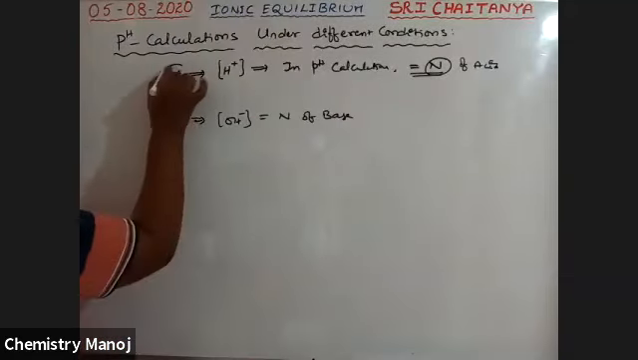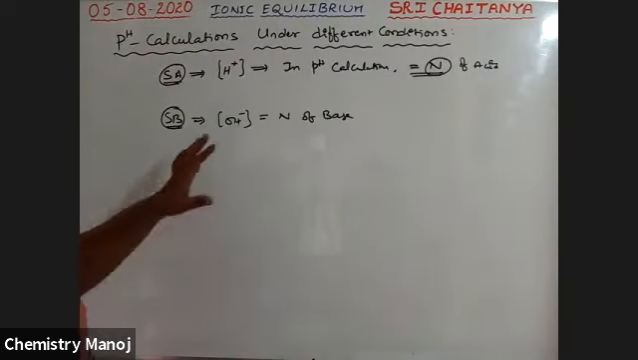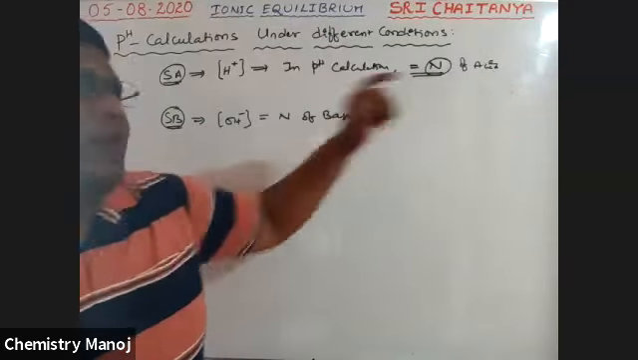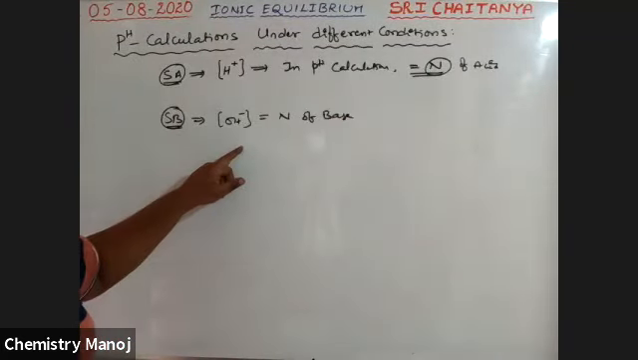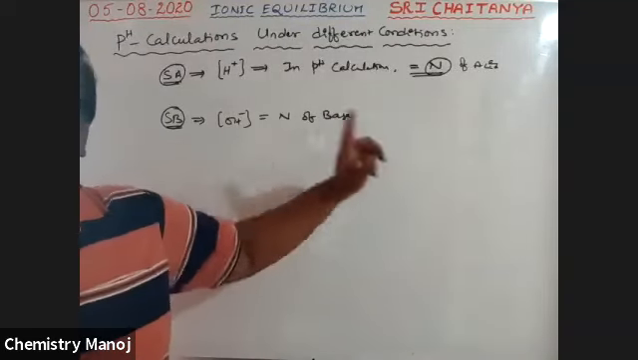See boys, this is only for strong acids and strong bases. For strong acids, because acid is there, H+ is available, so H+ concentration is equal to normality of acid. For strong bases, OH- comes out, equal to normality of the base. So this is the case.